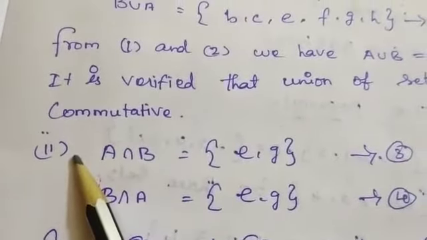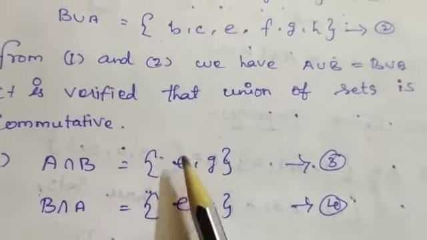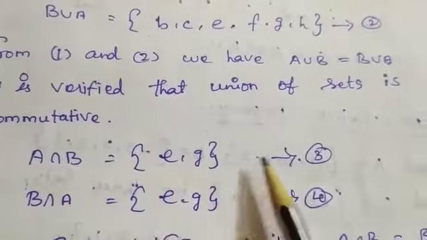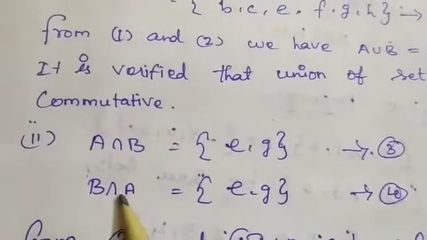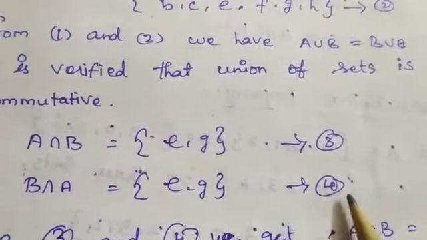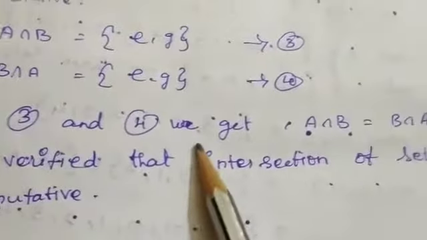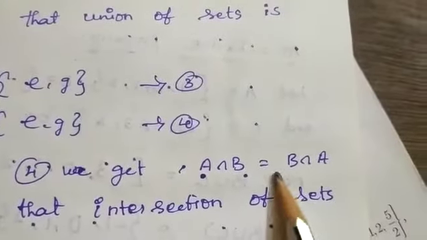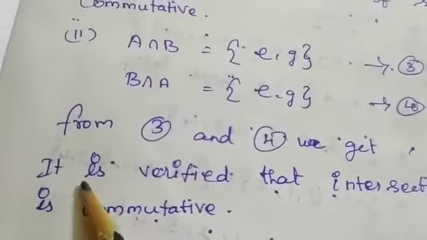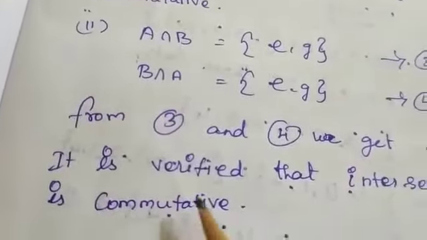Now the second part, intersection of sets. A intersection B equal to the common values e, g. This is equation number 3. B intersection A equal to the same letters e, g. This is equation number 4. So from 3 and 4 we get A intersection B equal to B intersection A. So it is verified that intersection of sets is commutative.